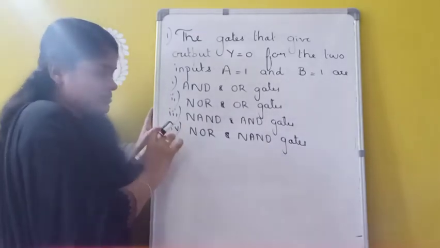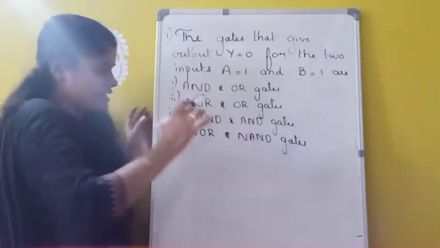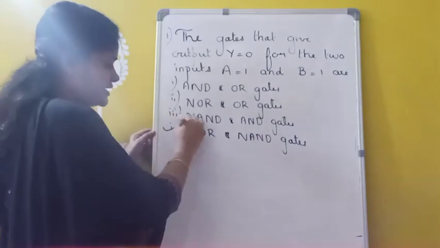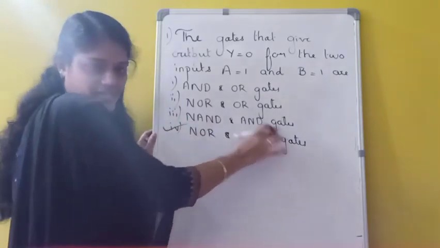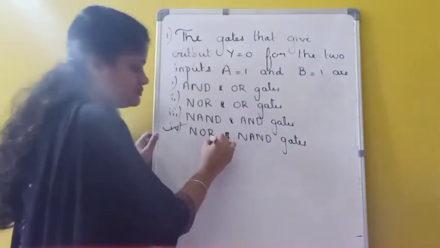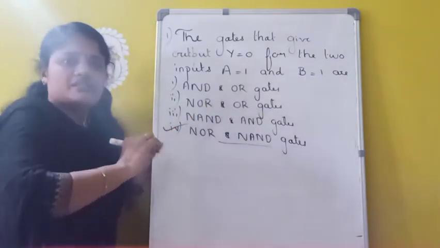Anyway, first of all I am giving the answer, then I will describe this one. So here the answer we are getting is NOR and NAND gates. I will give the explanation now. So you should know what the logic gates are.